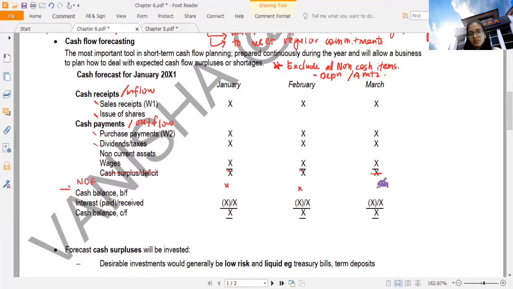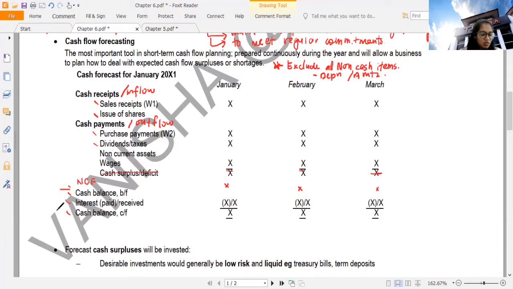So your net cash flow is your cash surplus or cash deficit after you net off the cash inflow and cash outflow. If it's a negative, it's a cash deficit. If it's a positive, it's a cash surplus. And you need to have cash balance brought forward, interest paid or received, cash balance carry forward. Okay, so this is your format.